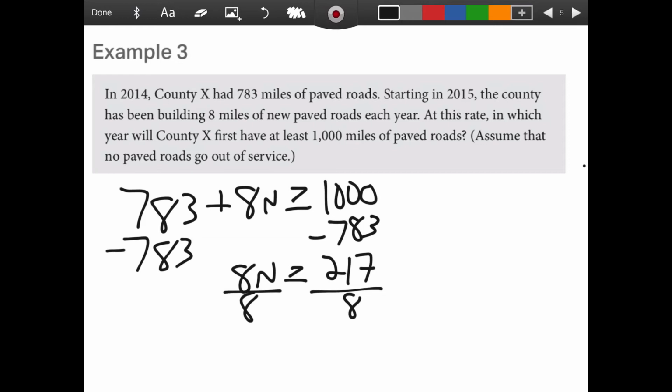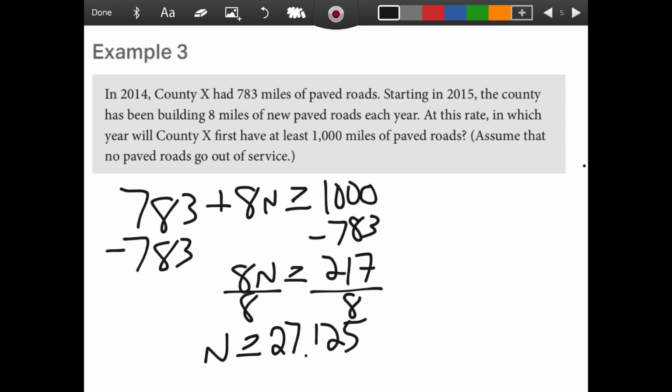So 217 divided by 8. So n is greater than or equal to 27.125. Now this is where it gets tricky and you have to really think about it, because you really have to focus on what these numbers actually mean.